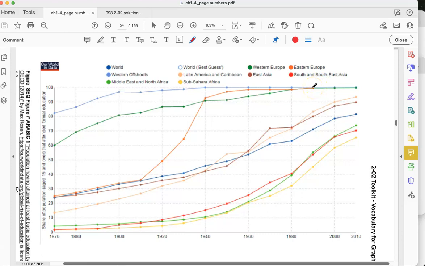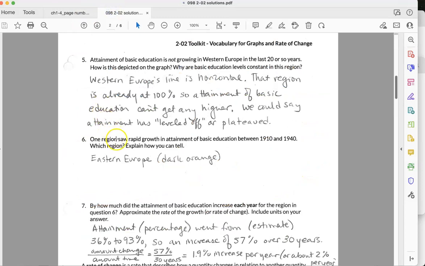So why is it not growing? Well, it can't grow anymore. It's already at 100%. So if you have 100% of your people going to school, you can't improve anymore. We could say that attainment has leveled off or plateaued.